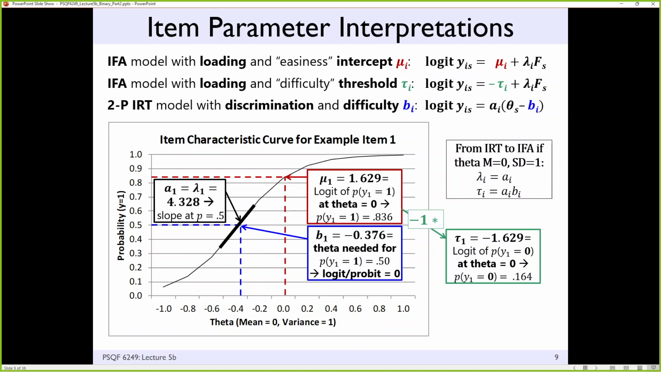What kind of person is this item going to be maximally informative to? And how informative it is given by A. This is my attempt at the slope of the line tangent to the curve to the best of my PowerPoint drawing ability. That is discrimination in the IRT world. It is a factor loading in the IFA world, and they are the same number so long as your theta variance is 1. So it was estimated at 4.3, so that's a very high discriminating item at this point. That's B. If I go further up the curve here, I'm going to drive up until I get to a theta of 0. This is another reference point for item location. This is where my intercept is.